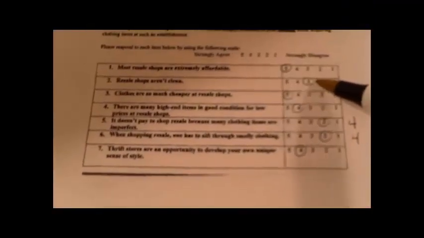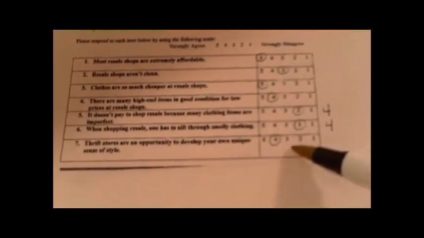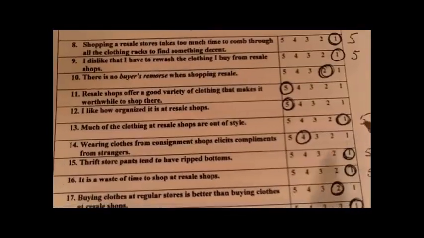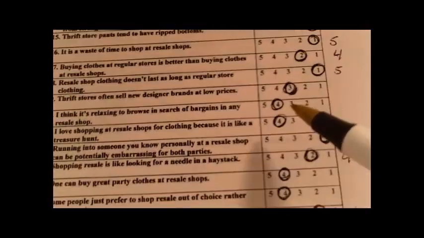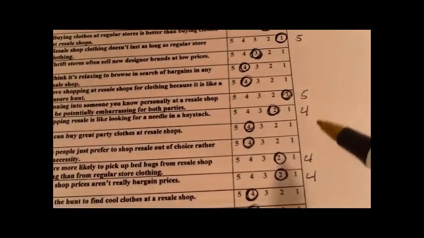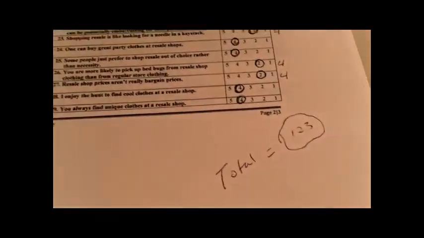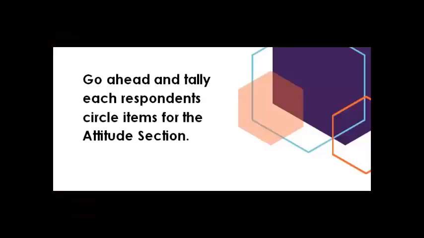You're going to start adding up all the circled items, including the ones that you had recoded. Make sure you count the new recode, not the old circle, just as I'm showing here. You're going to add everything up, and then you're going to get a total score. And you're going to do that for each of your surveys, just like you did with self-efficacy and subjective norms.